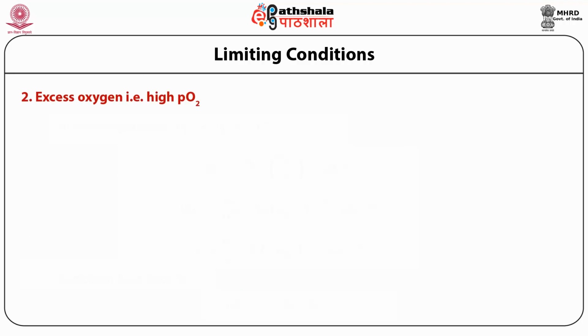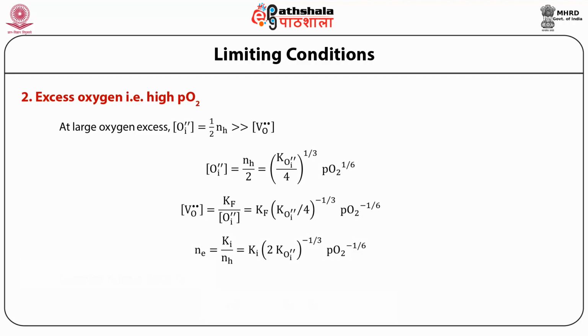Now the second case is excess of oxygen, that is high partial pressure of oxygen. At large oxygen excess, we can assume that the concentration of OI double prime is equal to half of NH, which is much greater than the concentration of VO double dot. So in such situations, we get that the concentration of OI double prime is equal to NH by 2, which is equal to KOI double prime by 4 to power 1 by 3 PO2 to power 1 by 6.